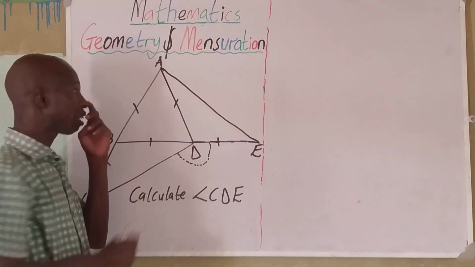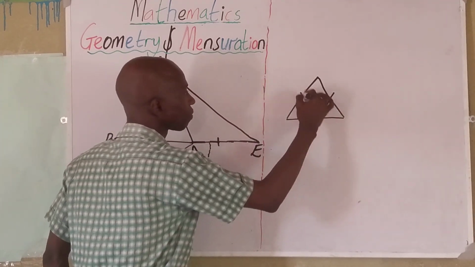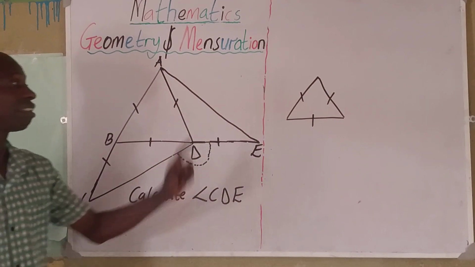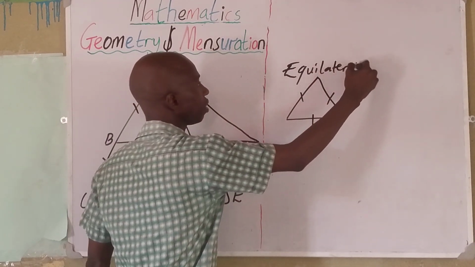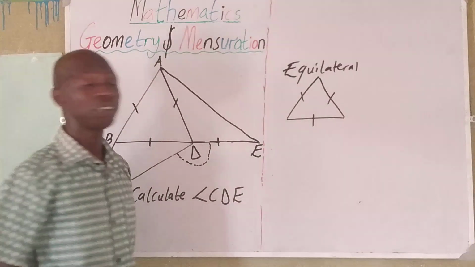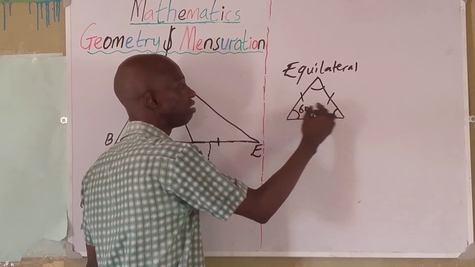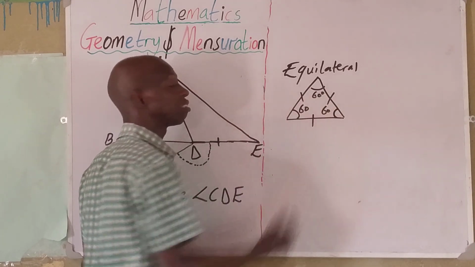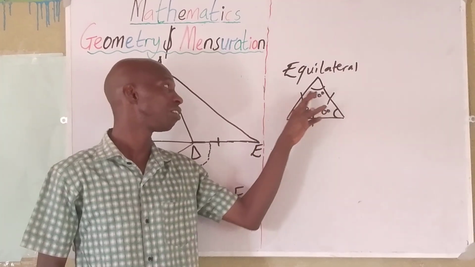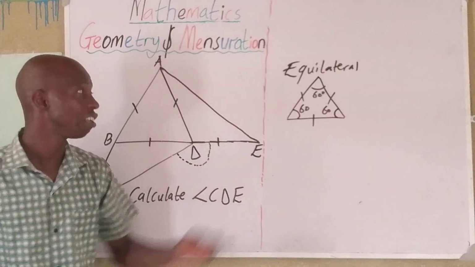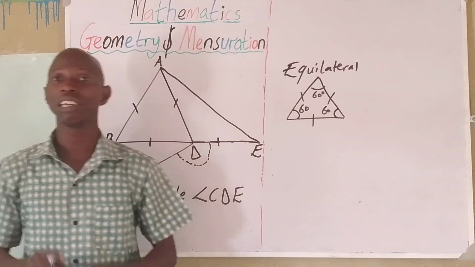Okay, so if this is an equilateral triangle, let me just draw an equilateral triangle for you. Anytime you have a triangle like this, it means it's an equilateral triangle. And for any equilateral triangle, all the inside angles will be 60 degrees each. You need to know that, okay? Such that when you add them, it will give you 180 degrees. If the sides are the same, the angles inside too must be equal in value.